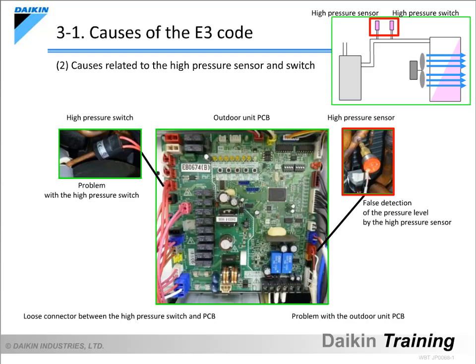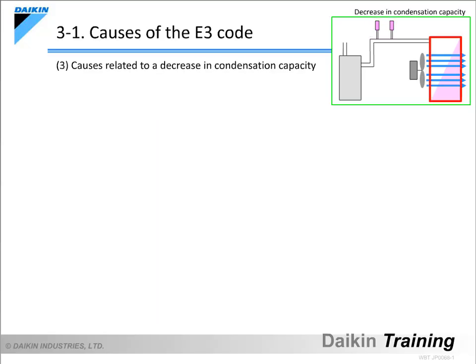High pressure control is done by the high pressure sensor. However, when the sensor detects a false pressure level, it hinders compressor capacity control, resulting in activation of the high pressure switch and leading to the E3 code being displayed.